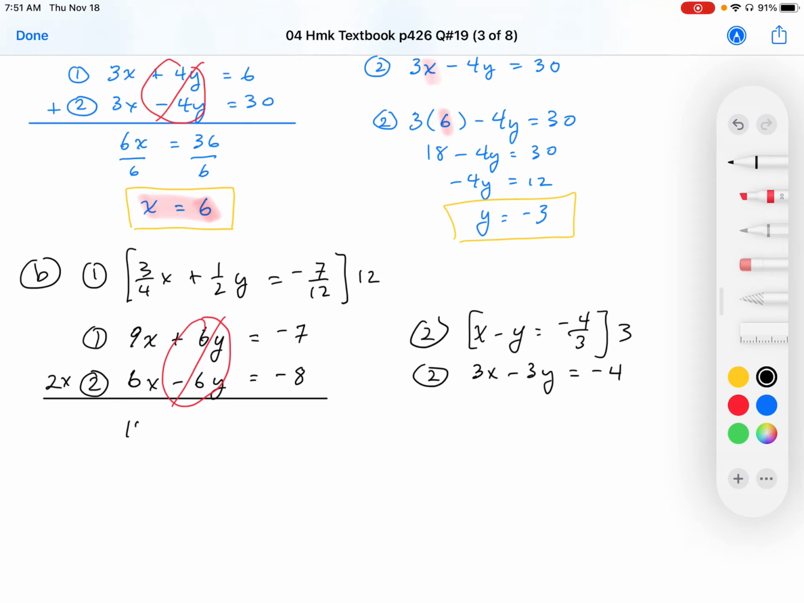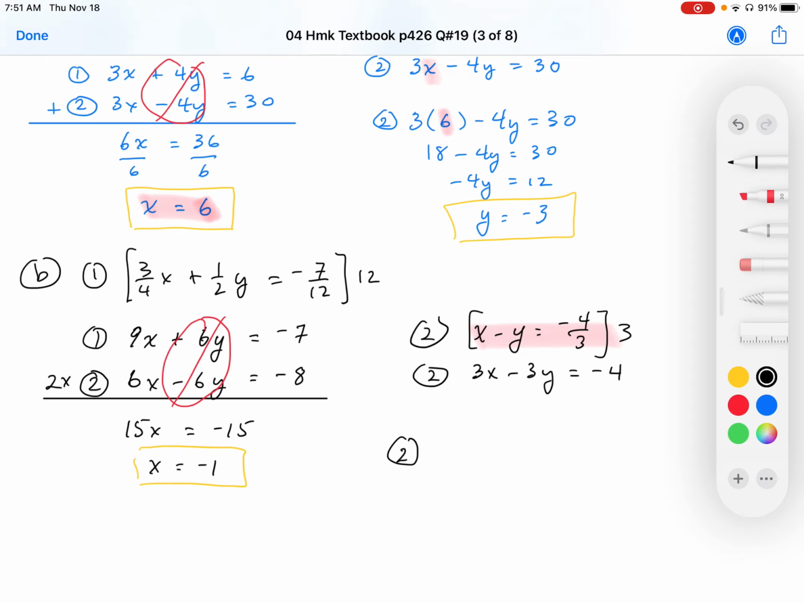I can add those equations together. 15x is equal to negative 15. x is equal to negative 1. So there's one of my solutions. I still need to solve for y. So I'm going to substitute back into one of the equations. I'm going to use this one here because there's just a single y there. That's a nice one to solve for.